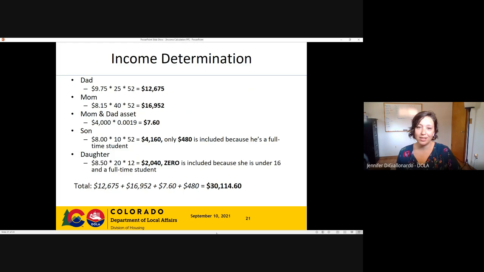With the daughter, we remember she has that summer job. $0 is included from her income because she is 16 years old. She is under 18 and she's a full-time student. So taking dad's wage plus mom's, the $7.60 from the asset, plus $480 from the son gives you $30,114. So that one had a couple of tricky moments in it. If anyone has questions, please throw them in the chat. Give you guys a second to do that.